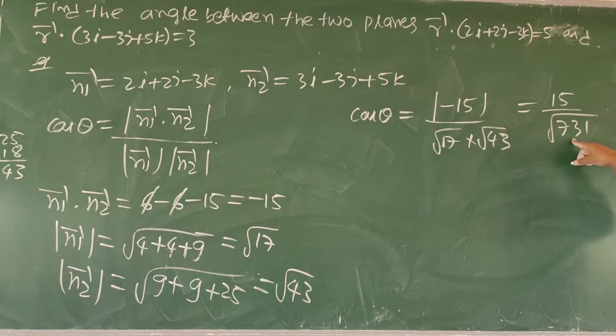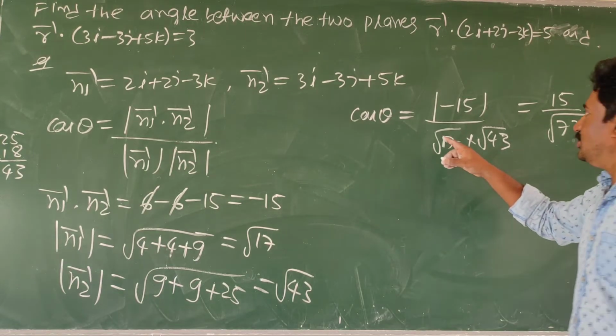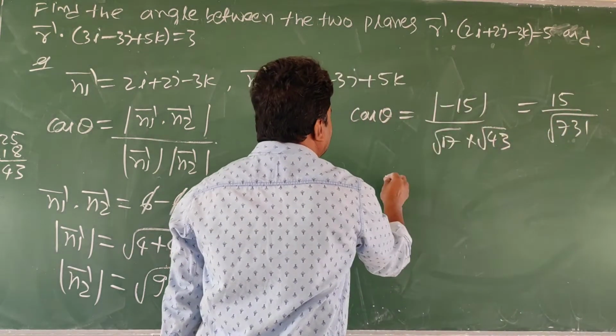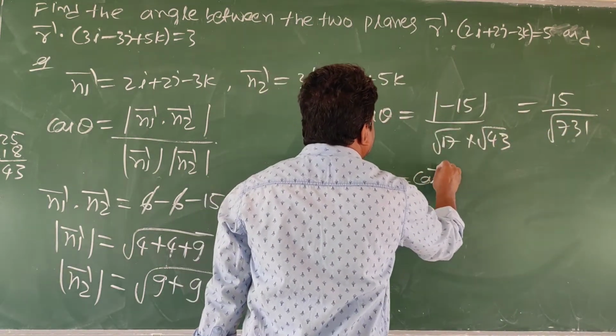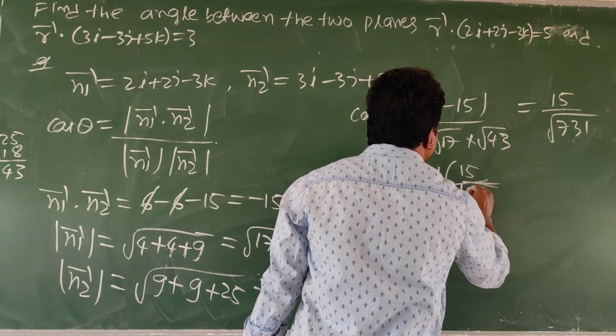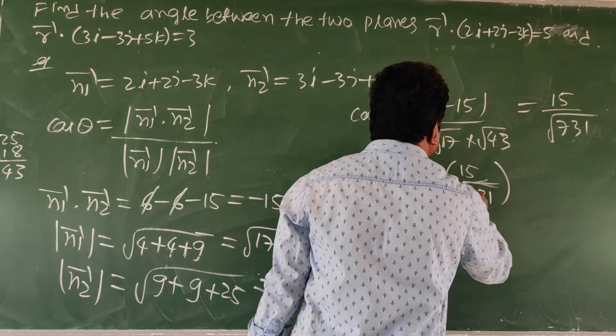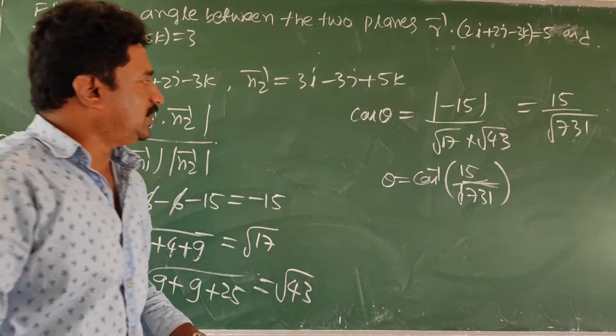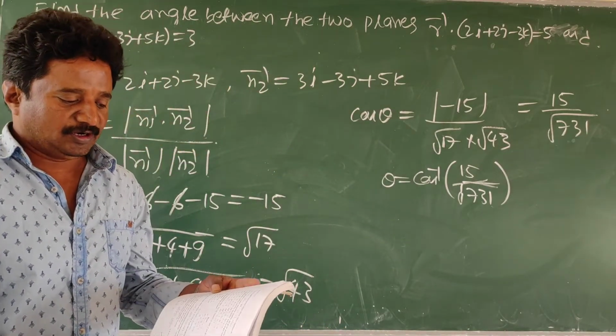731. I think this is not a perfect square, so you just check the root. This is not a perfect square, so you keep that as it is, students. Theta is equal to cos inverse 15 by root 731. So we got the angle between the two planes.